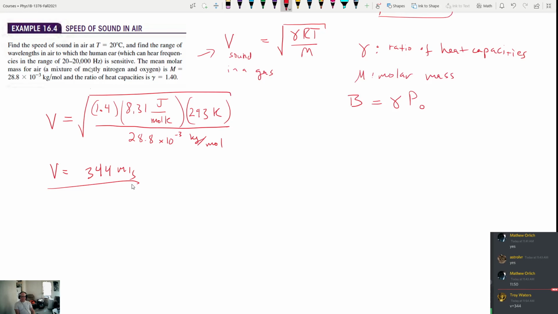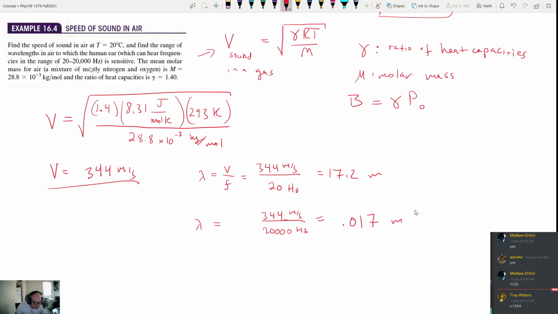Find the range of wavelengths that we can hear. So wavelength is going to be velocity divided by frequency. For the low end, we're going to have 344 over 20, and for the high end, we're going to have 344 over 20,000. So divide by 20, we get 17 meters. And then if we divide by 20,000, we get 0.017 meters.